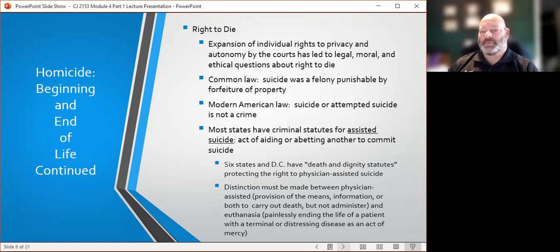Physician-assisted suicide is where the physician provides the means for the person to end their own life, information on how to do it, or both, but does not administer the means of suicide. Euthanasia, on the other hand, is the painless ending of a patient's life who has a terminal or distressing disease, and euthanasia is carried out as an act of mercy.